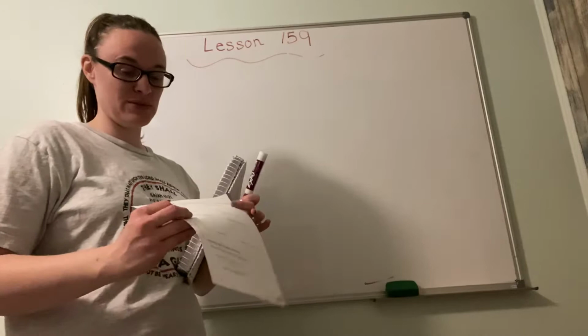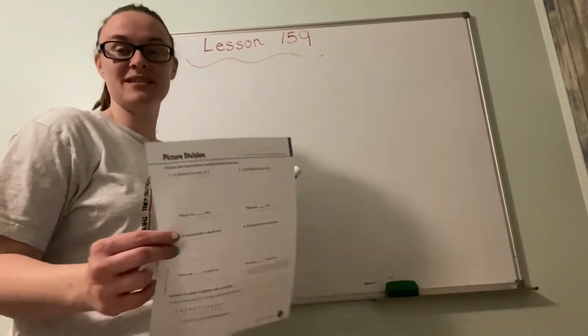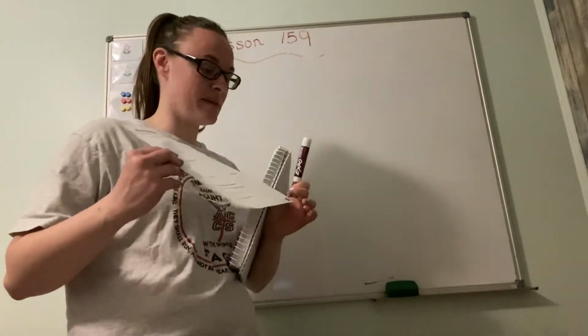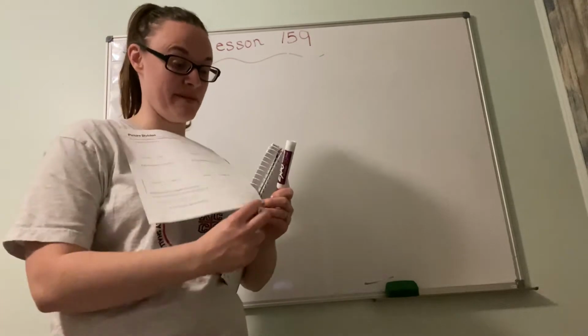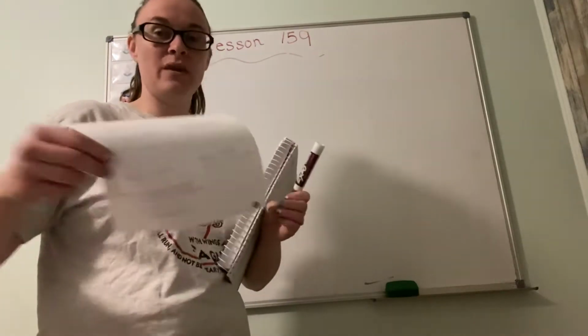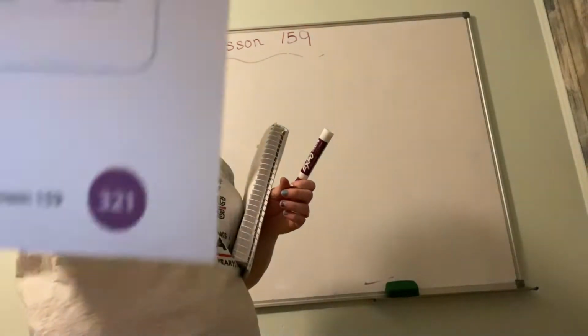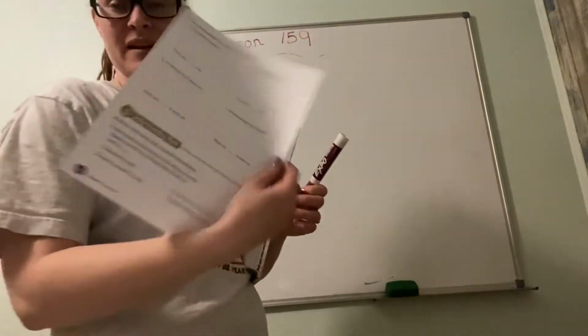We are going to do some more division, but this time we are going to be picturing our division. They gave you the ten frames and the arrowheads last time, but now you have to picture it this time. And we are on page 321 and then 322 on the back.